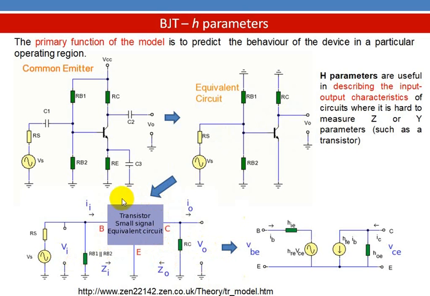So now this transistor small signal equivalent circuit. So this is the circuit. So we have to replace this block by this. So here the H parameters will be given in the data sheets. Even we can conduct some experiments and measure these parameters.